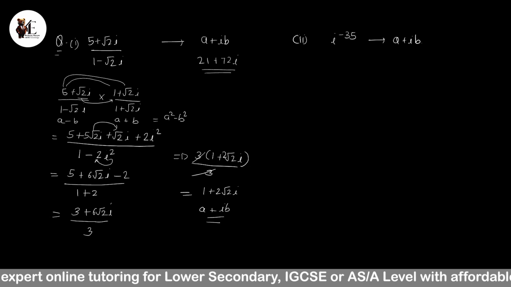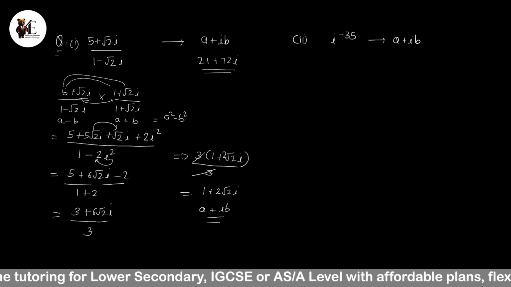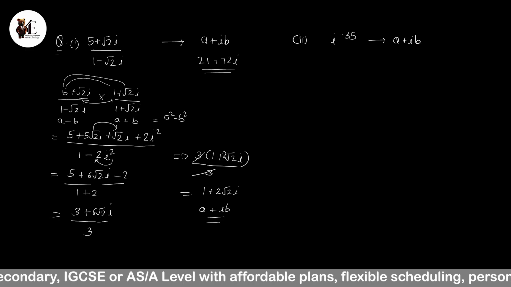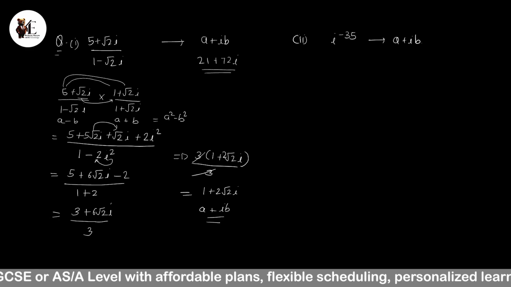It's clear. Okay, now try the second part. You have to write this in the form of a plus ib, i raised to the power negative 35.